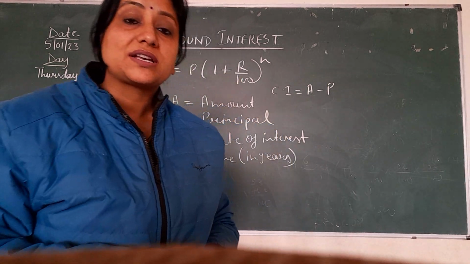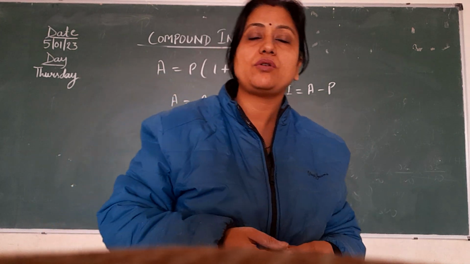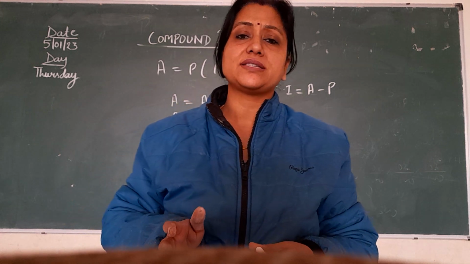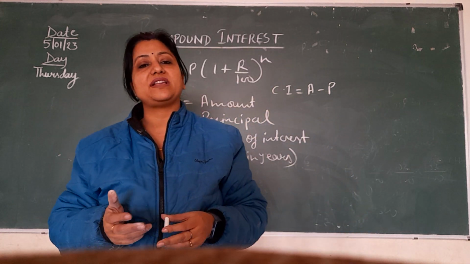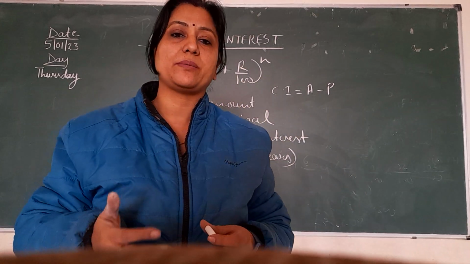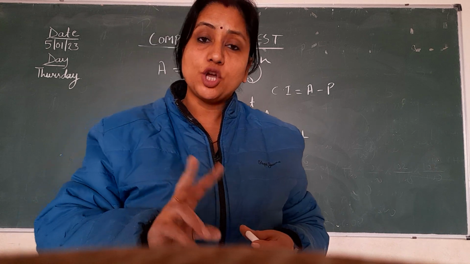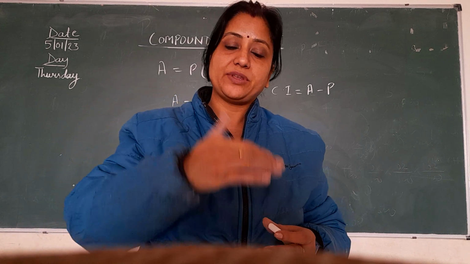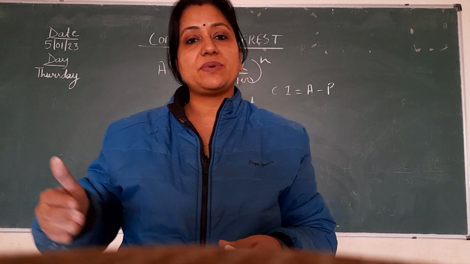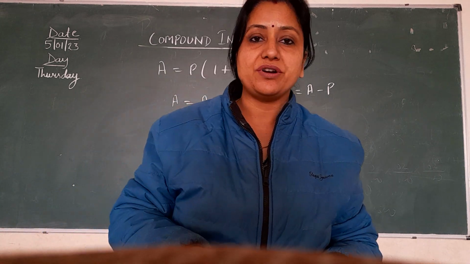And we'll also discuss the difference between simple interest and compound interest. The main difference between simple interest and compound interest is that in simple interest the principal remains the same for every year, but in compound interest the principal is different every year. This is the major difference between both of them. If the principal is the same every year, it is simple interest. If the principal is different every year, it means you will find out the compound interest.